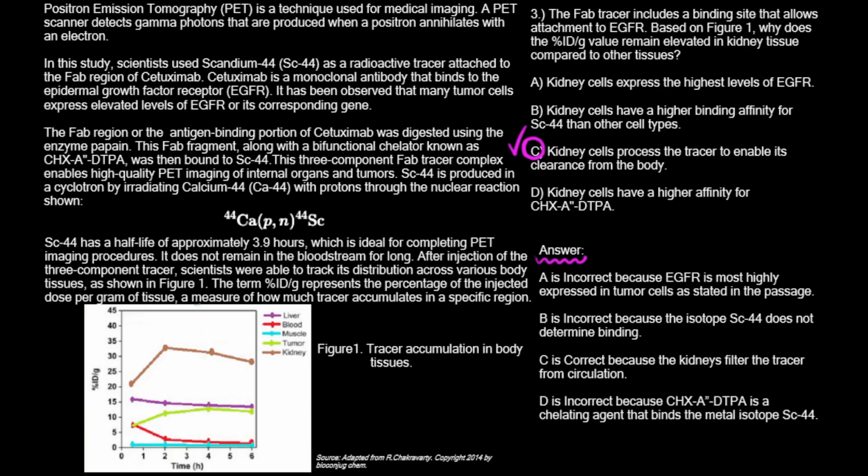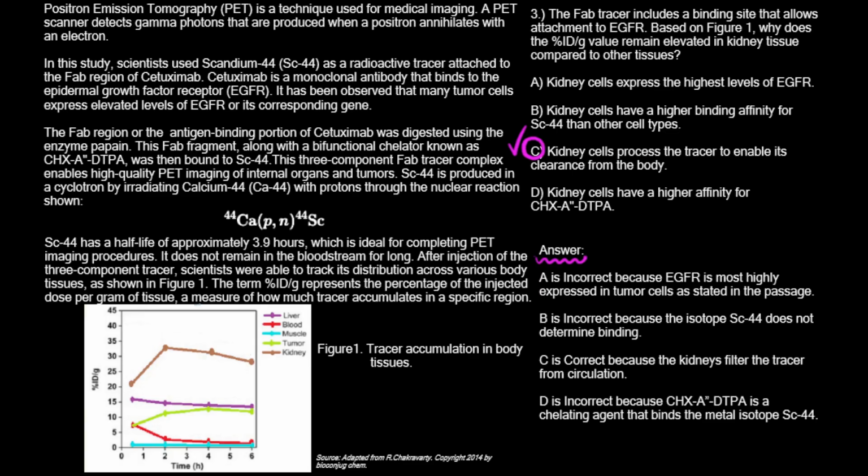In option A, it is stated that the kidney cells express the highest level of EGFR. This is wrong because the passage explicitly states that it is the tumor cells that express the highest levels of EGFR. B says kidney cells bind more SC44. This option is also wrong because SC44 does not bind EGFR.